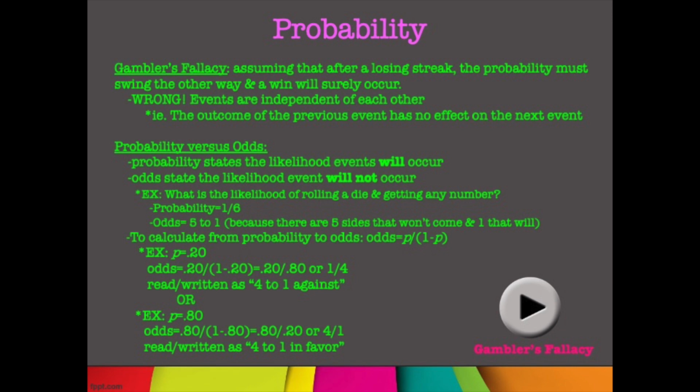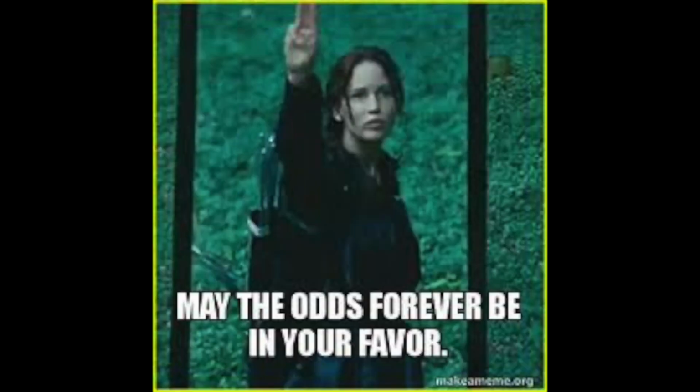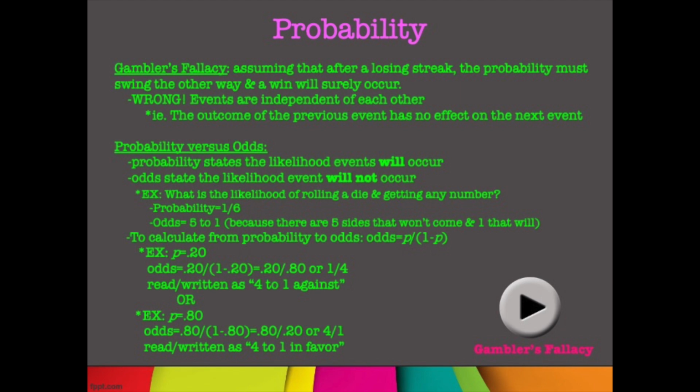Whereas if I look at the p-value in the second asterisk there, that equals 0.80. 0.80 is above 0.50, so I would write this as 4-to-1 in favor. So that is how you convert from probability to odds.